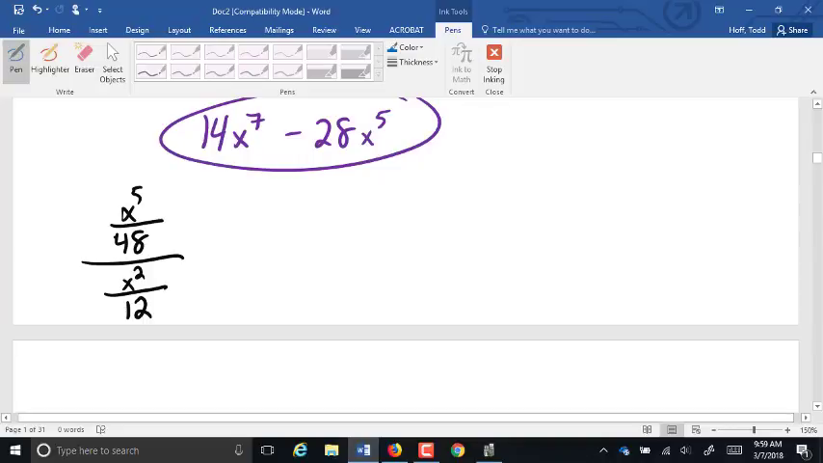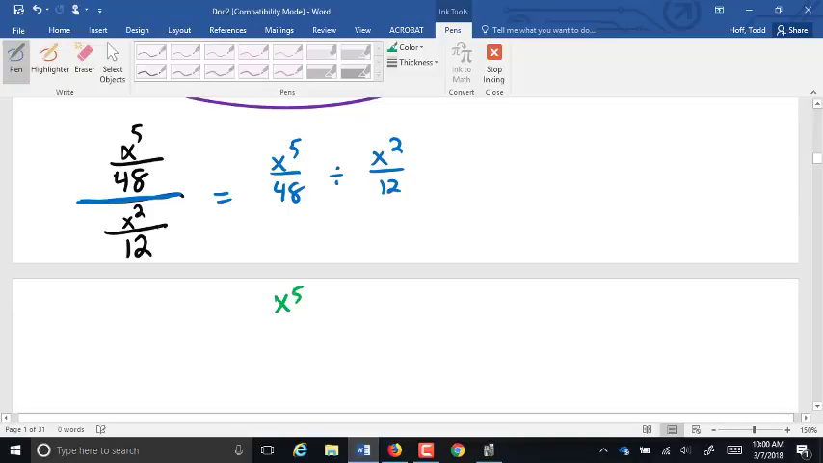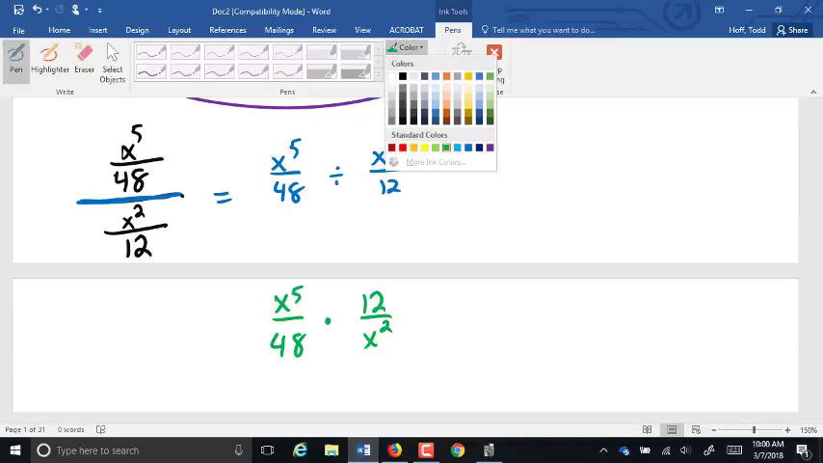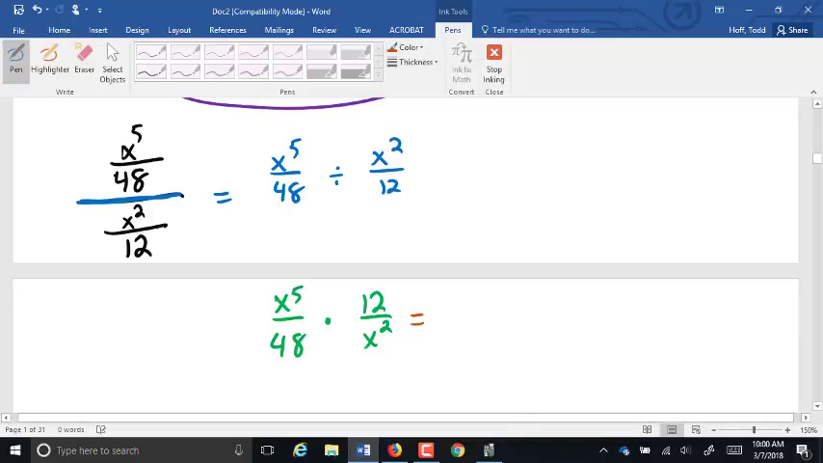What would I do with something like this? Remember, this is just division here. So that's x to the fifth over 48 divided by x squared over 12, which becomes x to the fifth over 48 times 12 over x squared. Now you can cross cancel if you want to. I'm just going to multiply it out. We'll reduce it later. 12x to the fifth times 12 is 12x to the fifth. 48 times x squared is 48x squared.